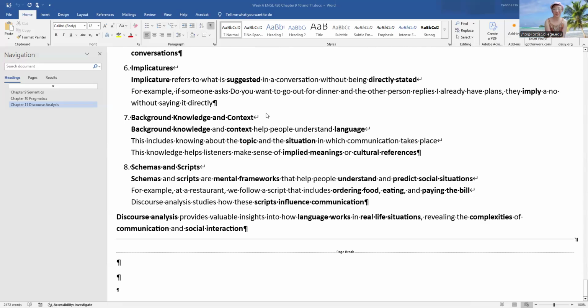No kidding. I didn't know that. This includes knowing about the topic and the situation in which communication takes place. This knowledge helps listeners make sense of implied meanings or cultural references. Woo! Yeah, like that just went all. That's why you've got to teach ESL students all those conditional statements.